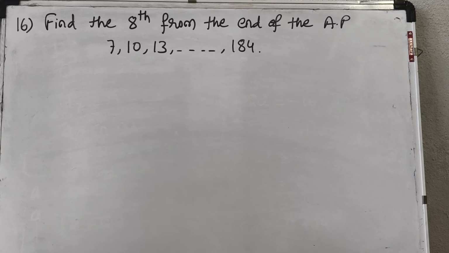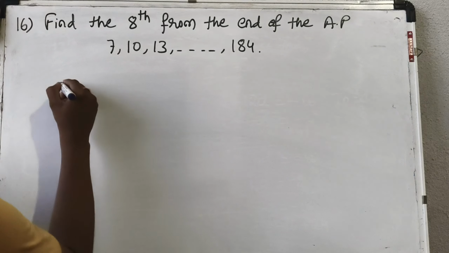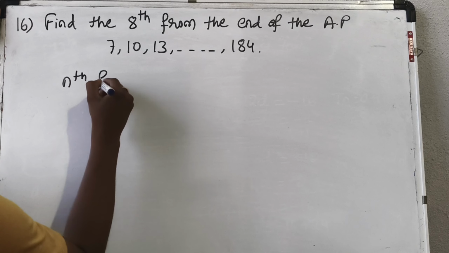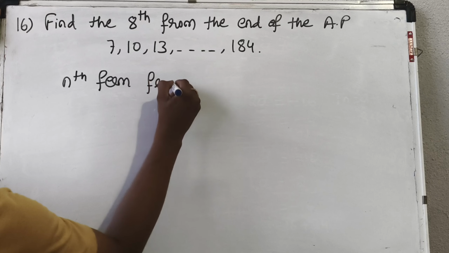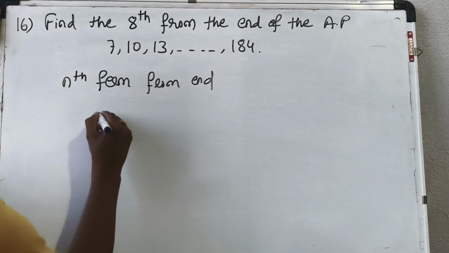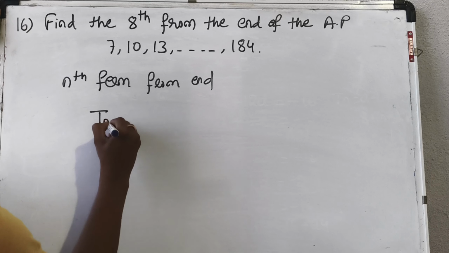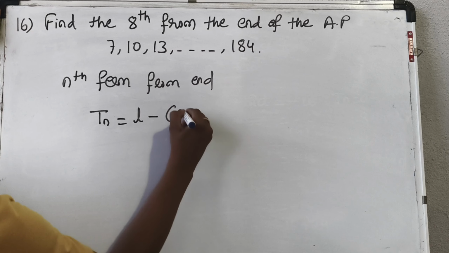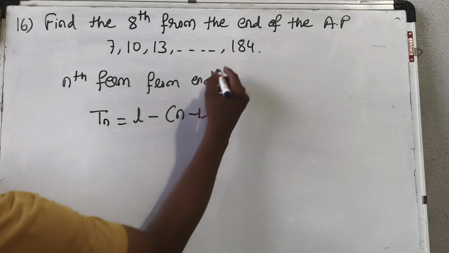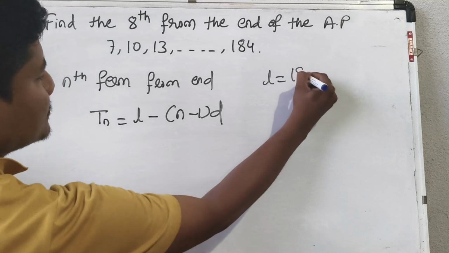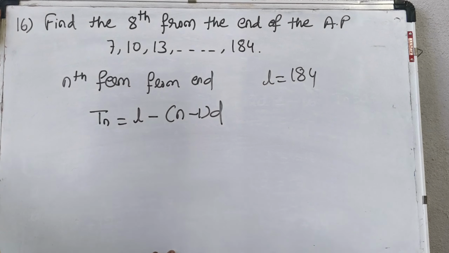Find the 8th term from the end of the AP. We have one formula for this. The nth term from the end of the AP is equal to L minus (n minus 1)d. Remember this. From the starting it is a plus (n minus 1)d. From the end it is L minus (n minus 1)d.